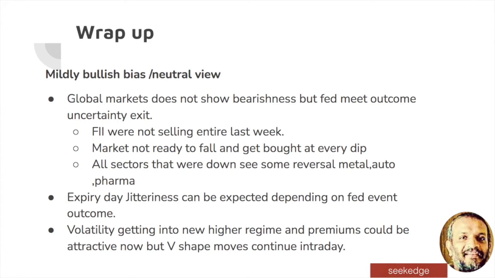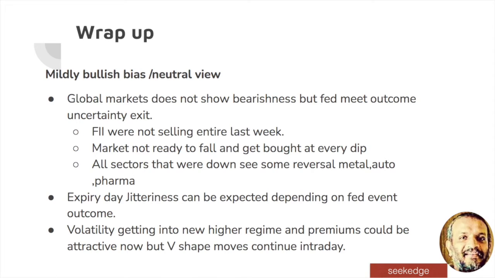So FIIs are not selling as of now. Today's data is not available, but for the last several days there was no selling by the FIIs. Today also not much selling might have happened, because Nifty didn't fall much. So the market is not ready for it. Every time it goes down, it's getting bought, right? All the sectors are showing some kind of reversal. Auto, pharma, metal, all of these were down, and then they reversed back up. So it's getting bought at every dip. This is the reason for my bullishness to continue. Trends and momentum, everything is bullish at the same time, right?